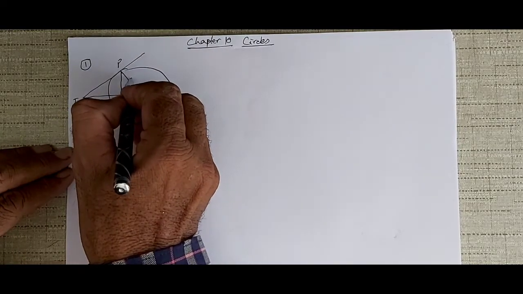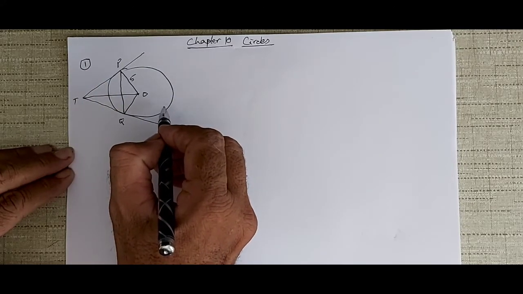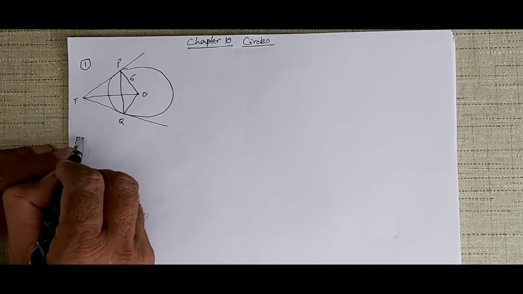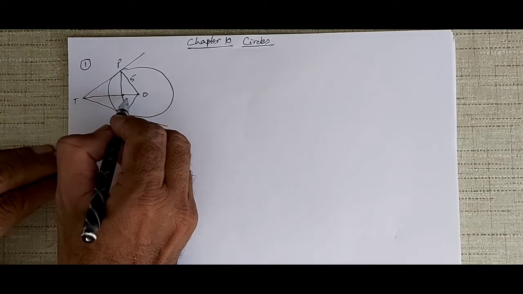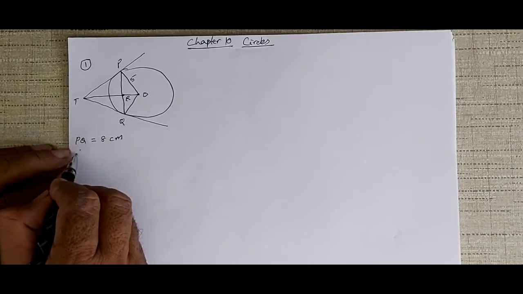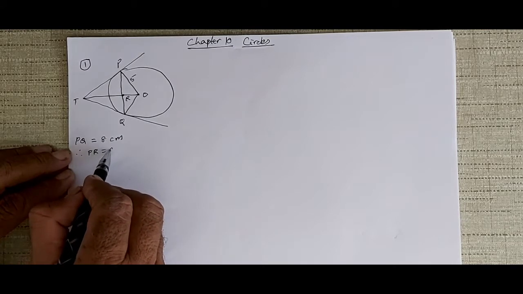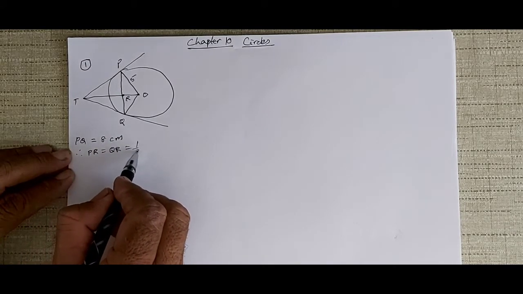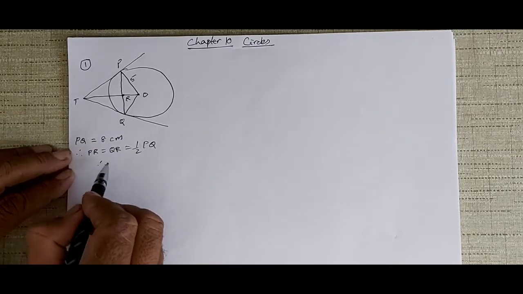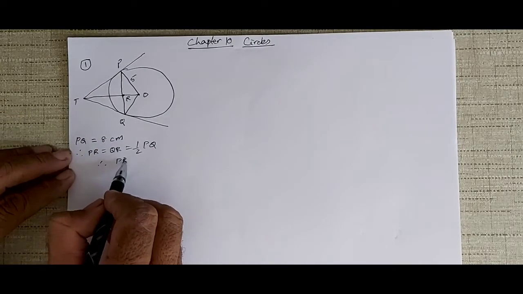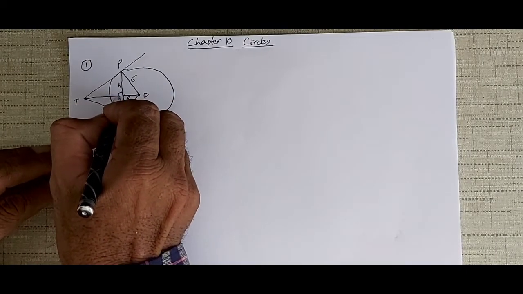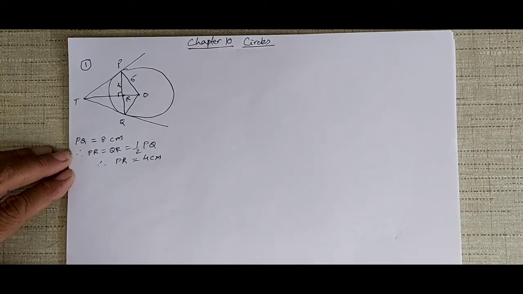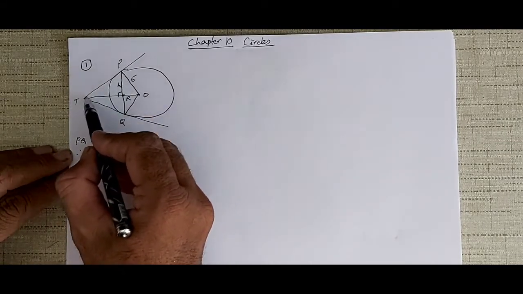All right, the radius of the circle is 5 centimeters, and the length of chord PQ is given as 8 centimeters. So suppose this is R. Therefore you can say that PR will be equal to QR will be equal to half PQ. So therefore PR will be equal to 4 centimeters. So this is 4 centimeters now, and of course this is a right angle. Now we are supposed to find the length of the tangent PT.